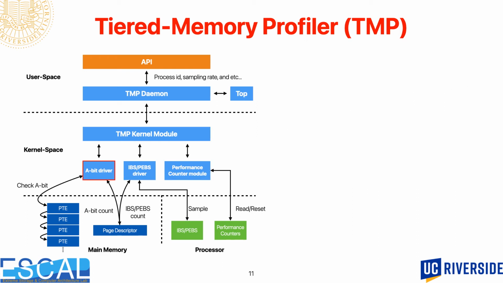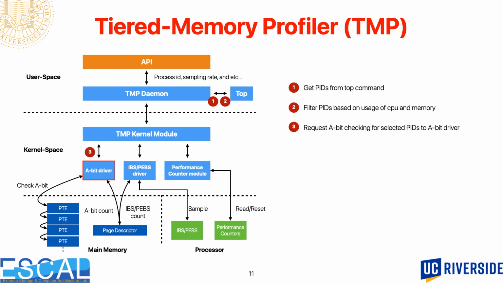This represents how the A-bit driver works. In order to visit the page table to look at the A-bit, we need to choose process IDs. Therefore, the TMP daemon gets process IDs from the top command, then filters them based on CPU and memory usage. After choosing PIDs, TMP requests A-bit checking for the selected PIDs from the A-bit driver.